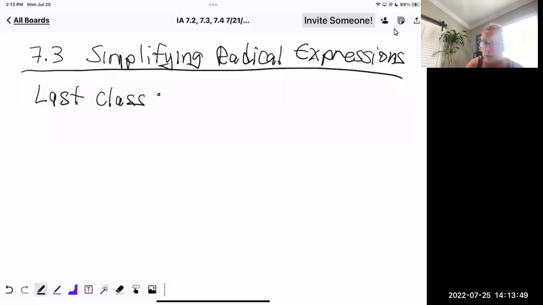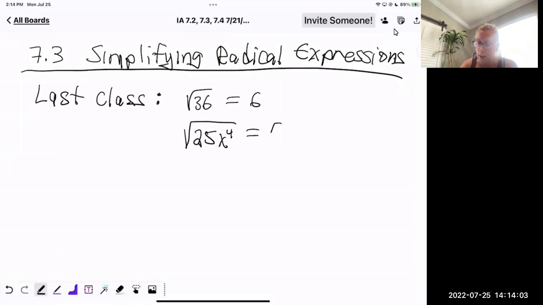So last class, we simplified things like the square root of 36 equals 6, the square root of 25x to the fourth. And if you remember how we did that, that was 5x squared. There's like a 2 here we don't write. So how many 2's are in 4? 4 divided by 2 is 2.